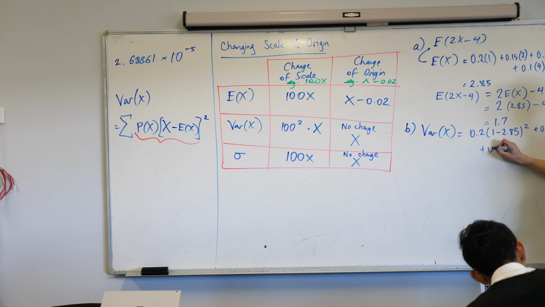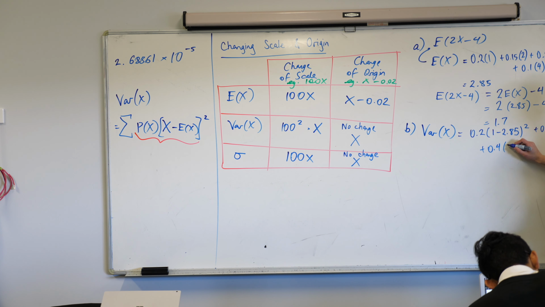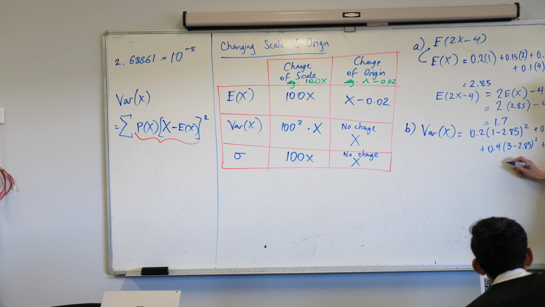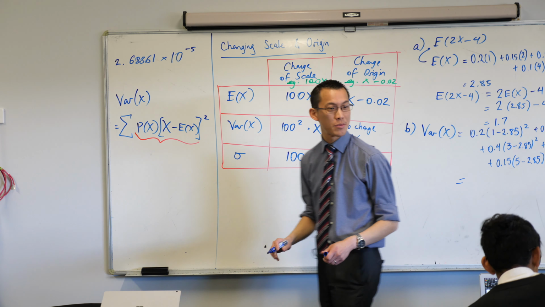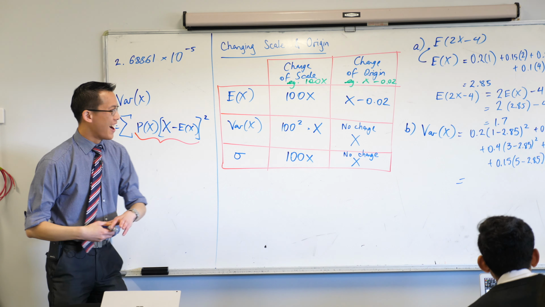There's that one. Probability, value, take away expected value, square. Probability, value, take away expected value, and then square. Last one. Probability, value, take away expected value, and then square. Whew. That's why we were doing this with spreadsheets.